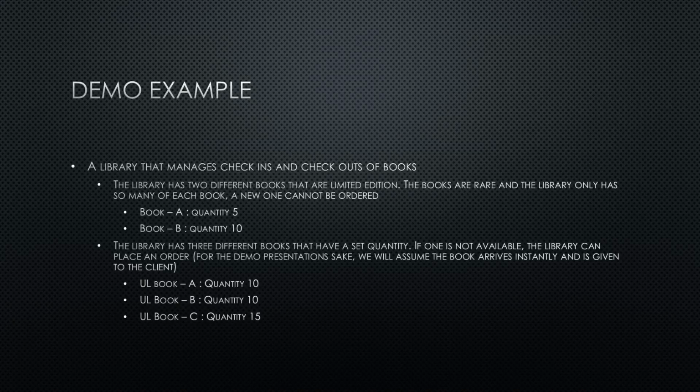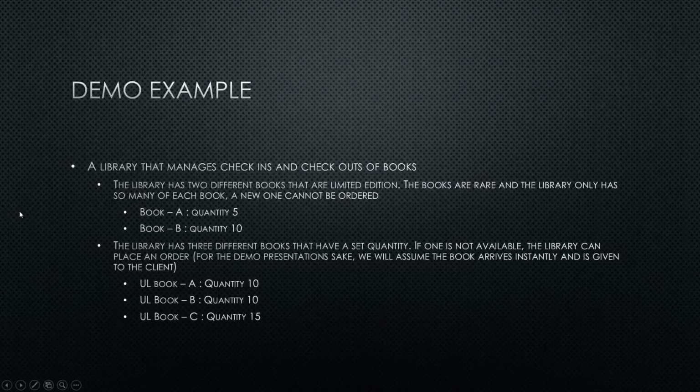I did provide a demo example in the application, but I will just describe this instead of actually displaying it. Pretty much we have a library that has two different books that are limited edition, right? So the library cannot order more, it's limited. So book A has quantity 5, book B quantity 10. So suppose a person comes into the library, they want to request this limited edition book.